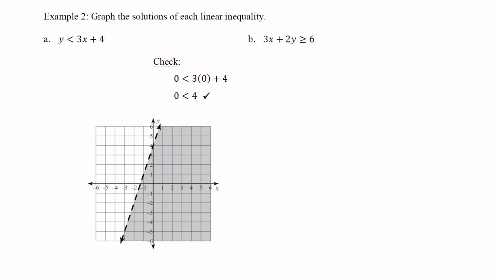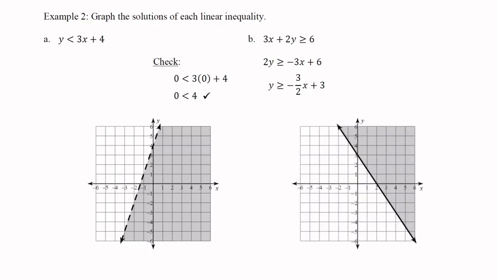For b, we have 3x plus 2y is greater than or equal to 6. Well, we need to rearrange this into slope-intercept form so we can get the slope and the y-intercept to graph. So 2y is greater than or equal to negative 3x plus 6. We subtract 3x from each side, and then we divide each side by 2. So our slope is negative 3 halves, and our y-intercept is 3. So start with plotting your y-intercept at 3, then use your slope to finish plotting your line, and it has an equals to component, so it will be a solid line. And then you're going to shade above because we have a greater than.